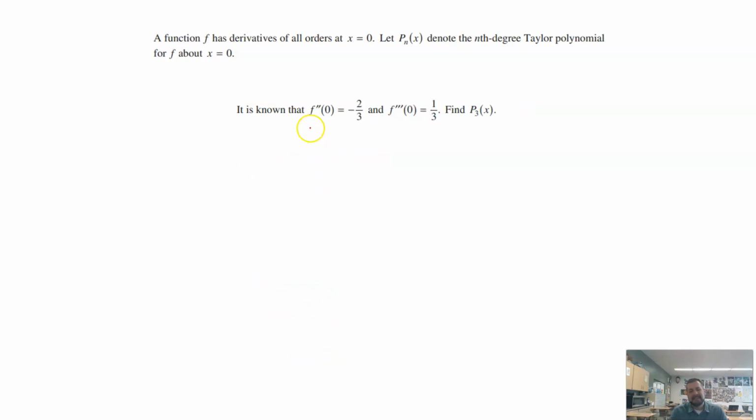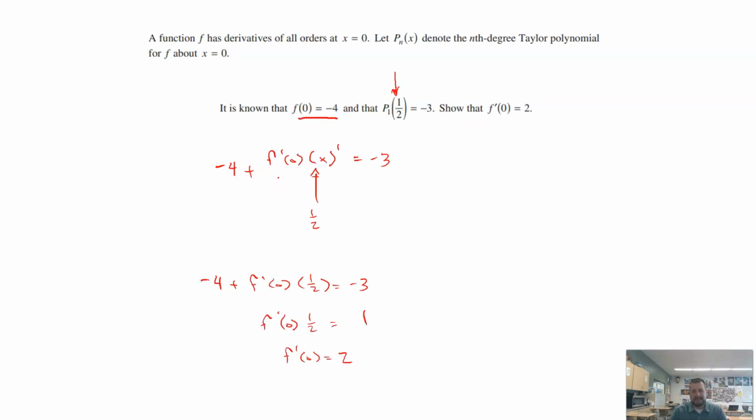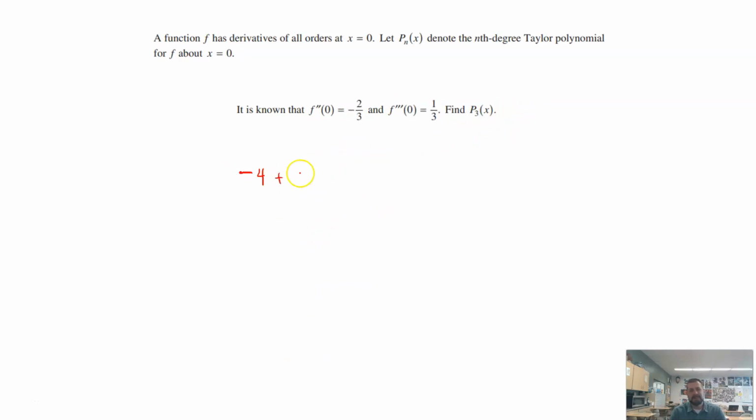The second part says it is known that f double prime of 0 equals negative 2/3 and f triple prime of 0 equals 1/3. Find the third degree Taylor polynomial of x. So again, we just take our first term, negative 4, plus we take what we found right here, that f prime of 0 equals 2, and we go 2x to the first over 1 factorial, so just 2x to the first, plus then I take my next term, negative 2/3 x squared over 2 factorial, because that's my second derivative, plus 1/3 x to the third over 3 factorial. Now that is technically our third degree Taylor polynomial.